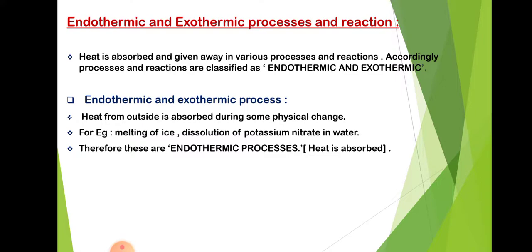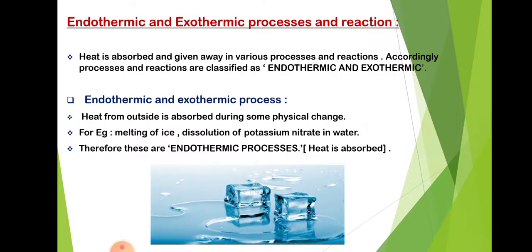Okay, so here what happens: heat from outside is absorbed during some physical changes. For example, melting of ice. How does ice melt? When it absorbs heat. Okay, dissolution of potassium nitrate in water. Here also, what happens? Heat gets absorbed. So when heat is absorbed, then they are called what? Endothermic processes. When heat is absorbed, the processes are called endothermic processes.